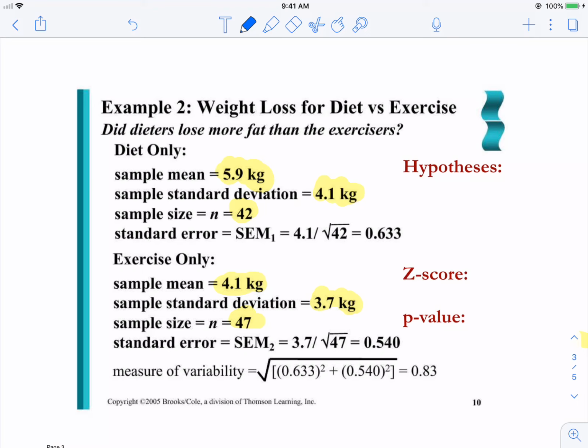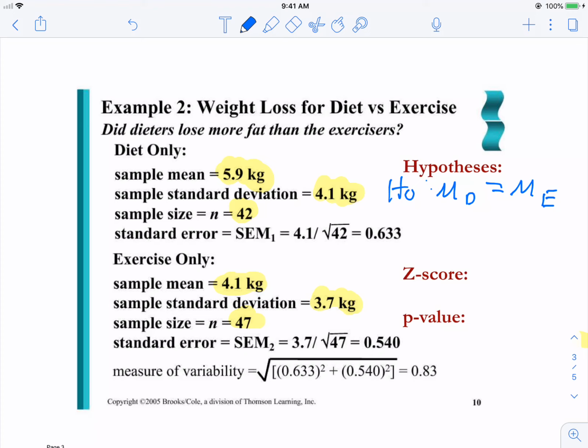So our hypotheses, the null hypothesis, again, always some form of equality. When we were looking at a single sample, we were always comparing it to some null value. But when we're comparing two populations to each other, okay, we are going to say that there's no difference between these two populations, or the mean for the diet group is equal to the mean for the exercise group.